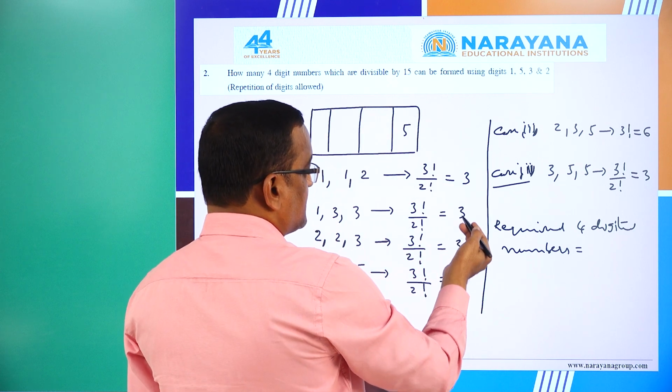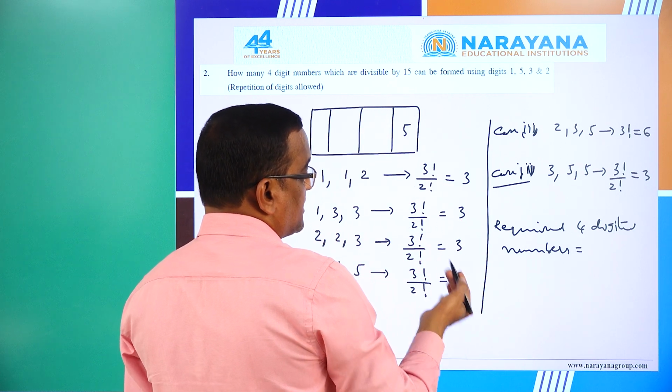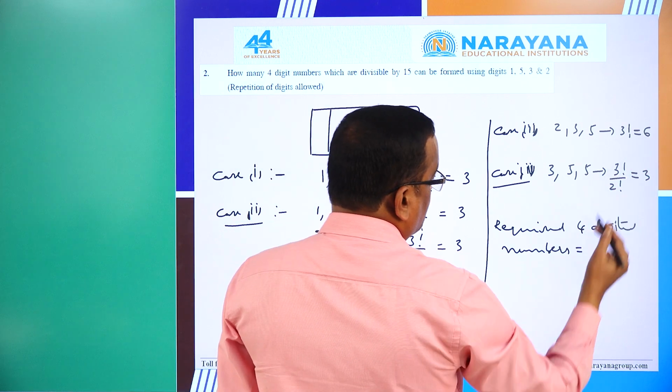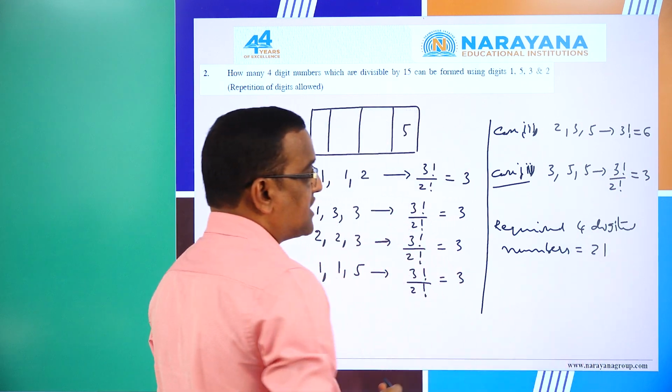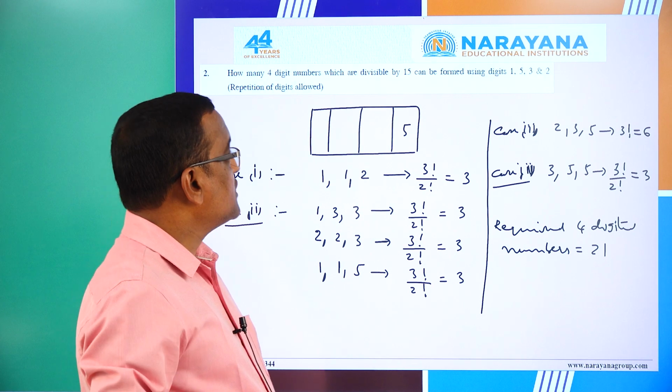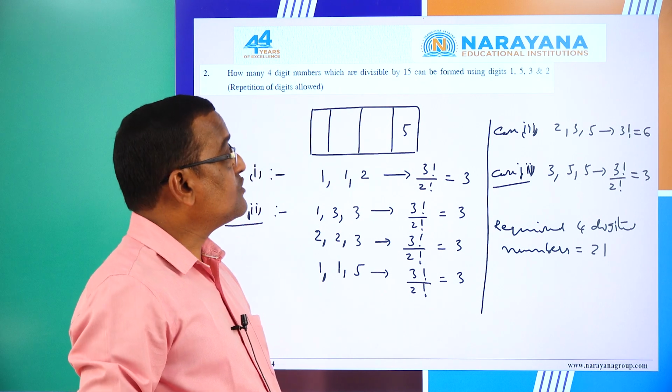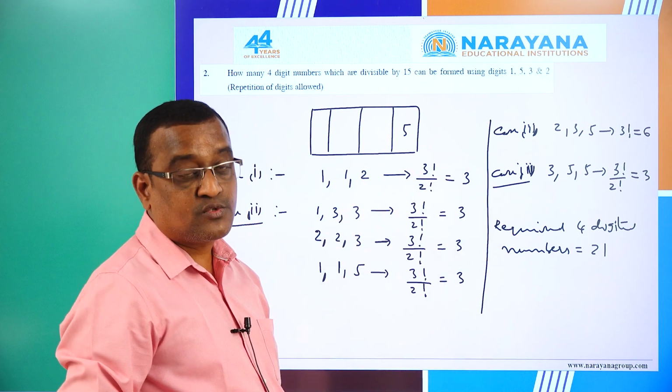3 plus 3, 6 plus 3, 9 plus 3, 12, 18 plus 3, 21. So there are 21 4-digit numbers that are divisible by 15 using the digits 1, 2, 3, 5 when repetition is allowed.